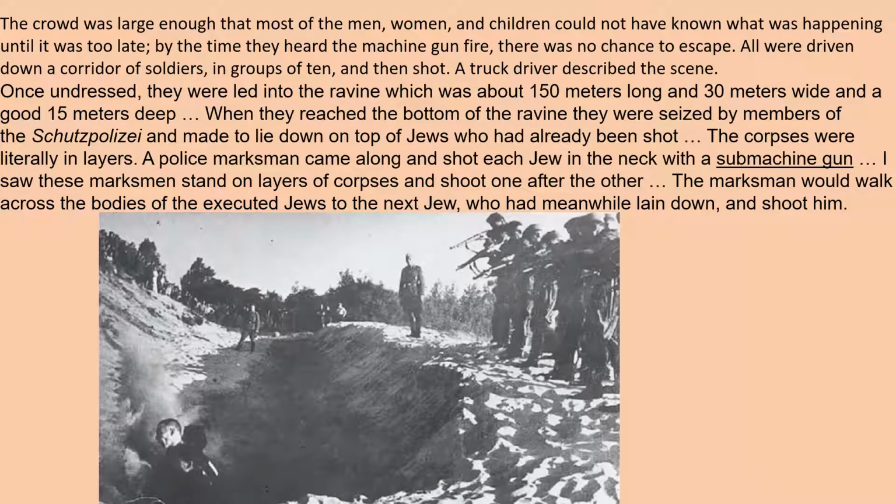"Once undressed, they were led to the ravine, which was about 150 meters long and 30 meters wide, and a good 15 meters deep. When they reached the bottom of the ravine, they were seized by members of the Schutzpolizei and made to lie down on top of Jews who had already been shot." The sardine can theory.